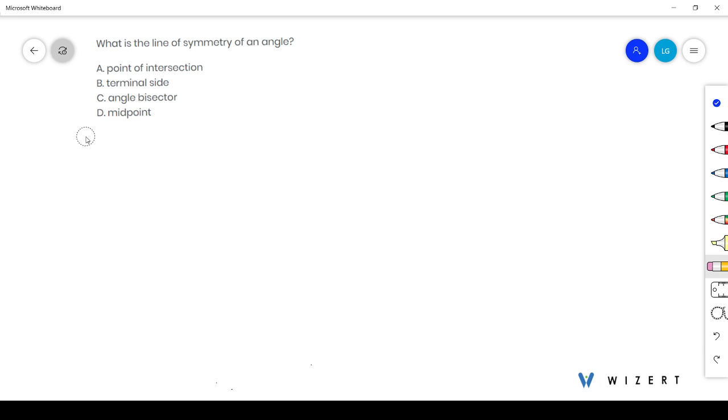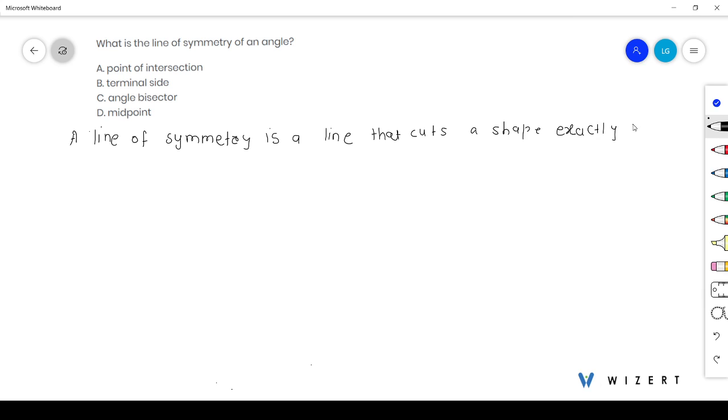Our question is, what is the line of symmetry of an angle? As we know, a line of symmetry is a line that cuts a shape of any figure exactly in half.